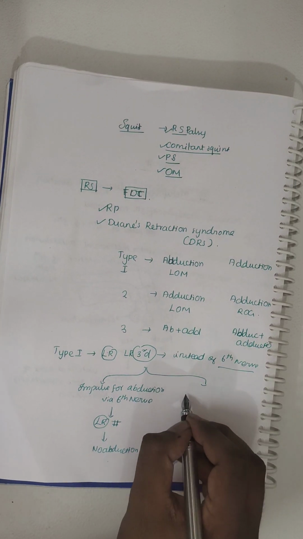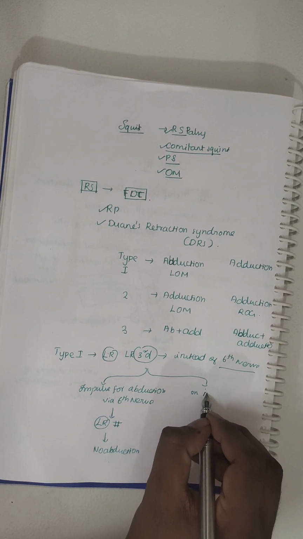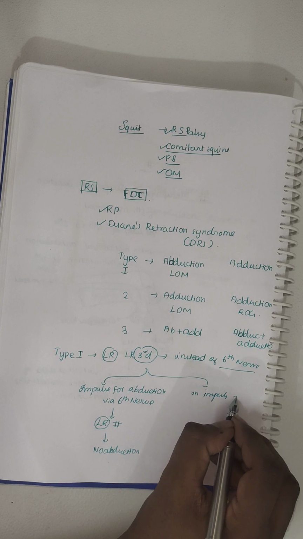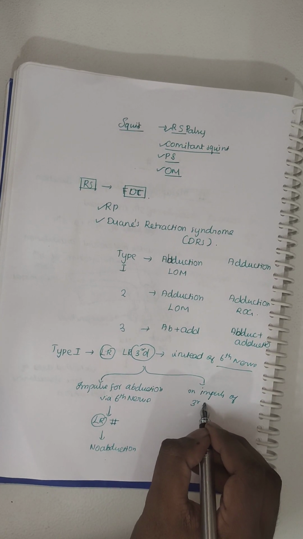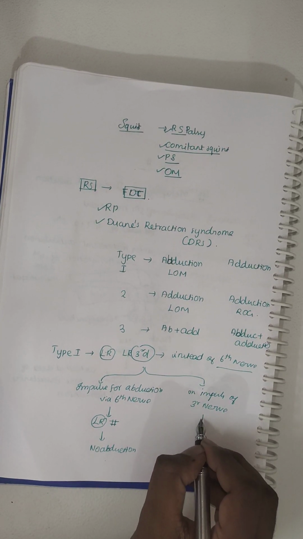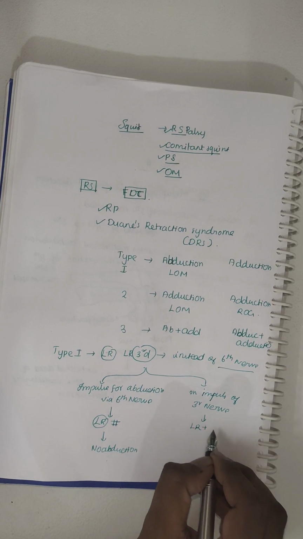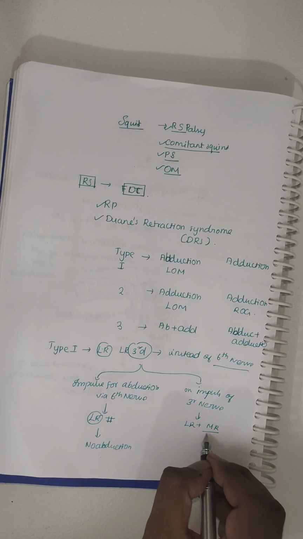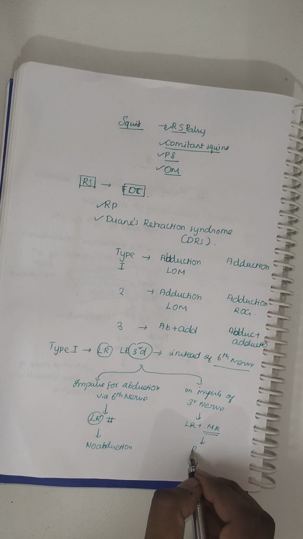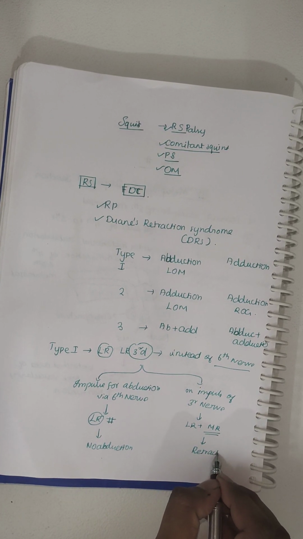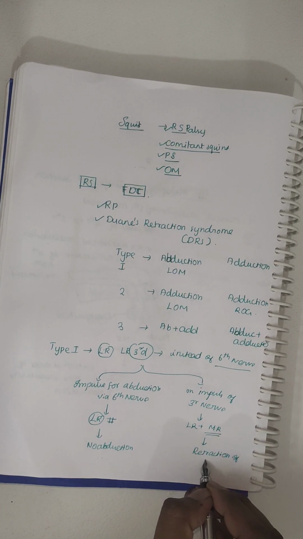On impulse of the third nerve, both lateral rectus and medial rectus act. This causes retraction of the globe.